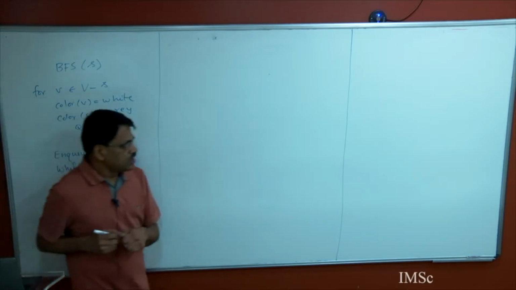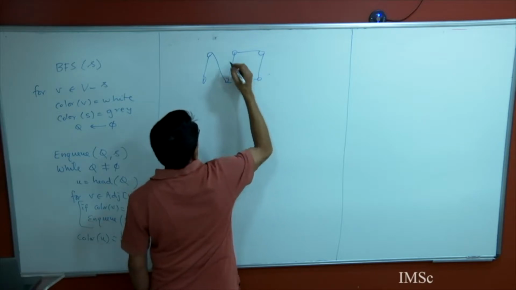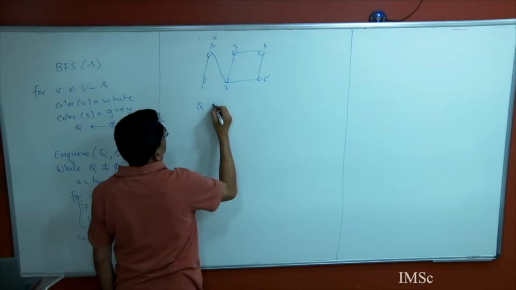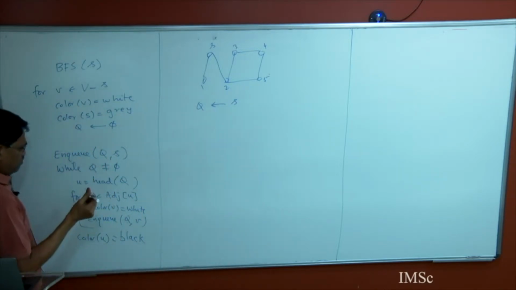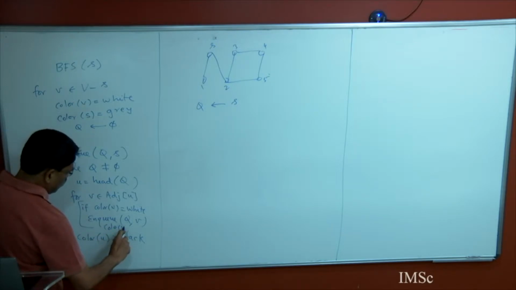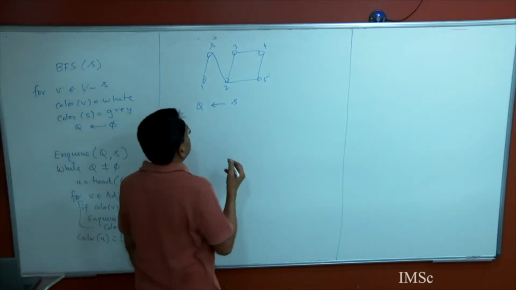Let's see how it is done on an example. So this is S, 1, 2, 3, 4, 5. Then my Q will have S. So the invariant is that anything on the Q has color gray. There are three types of vertices. White is unvisited, gray is visited but their neighbors may or may not have been explored, and black means that their neighbors have been explored. Started off with S being gray, and whenever you add something to the Q, we will make it gray. So the Q in this example will start with S.